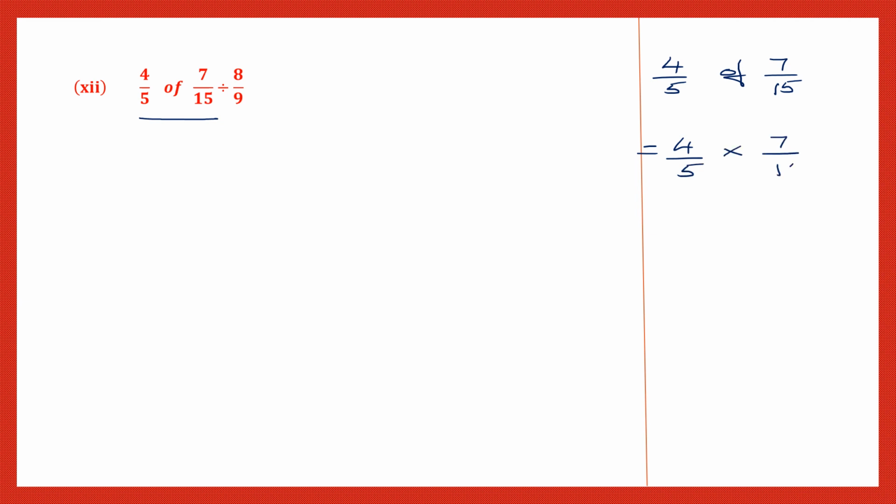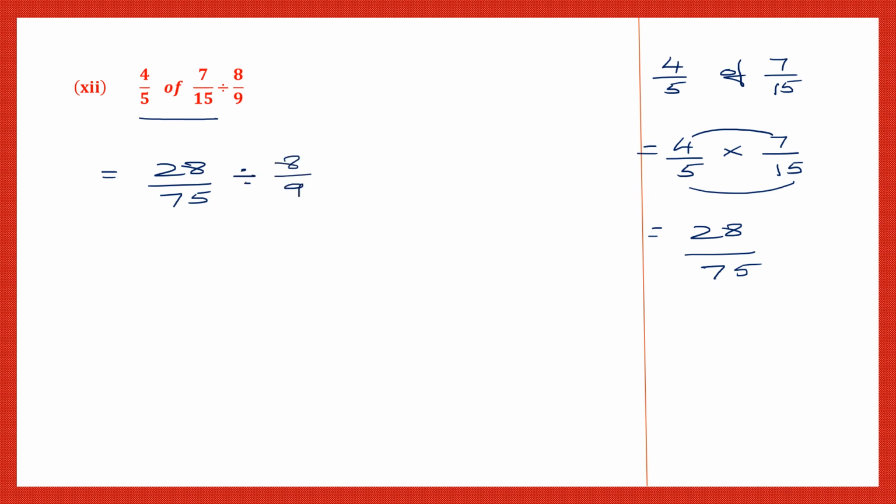7 by 15. Is there anything that we can cancel? No, there's nothing. So let's multiply the numerators. 4 sevens are 28, and the denominators 5 into 15, 75. So let's write that here. We got 28 by 75 divided by 8 by 9. So this will be 28 by 75 into reciprocal 9 by 8.